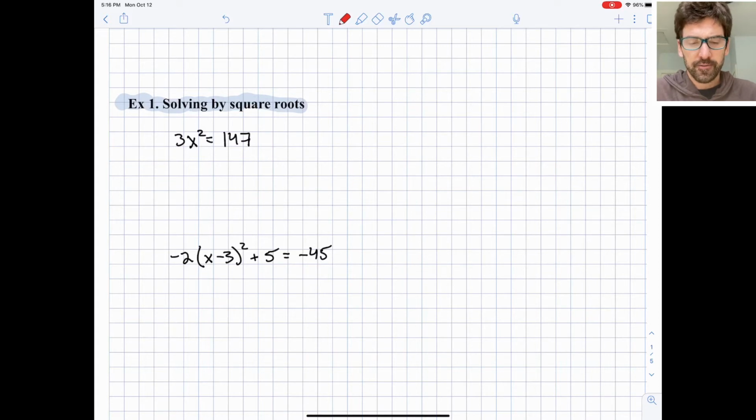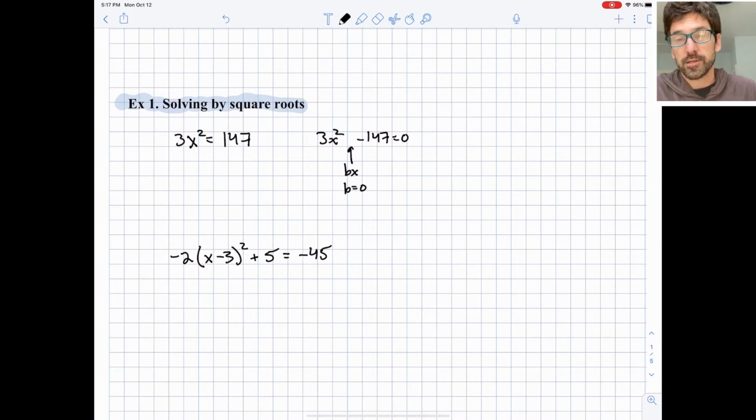But in fact, in both of these, well, in the first one, since it's in standard form, there is no b value. Okay, so if we were to write this out, 3x squared minus 147 equals 0, there's no x term, there's no bx term there. Okay, and for the second example, you can see it's written in something that looks similar to vertex form. Okay, so those are the sorts of equations that we can solve with square roots. So when b is equal to 0, there's a missing bx term, or if the equation looks to be in something similar to vertex form.